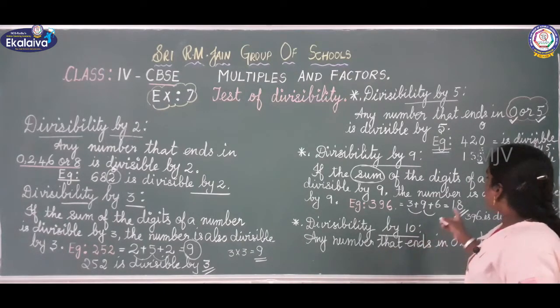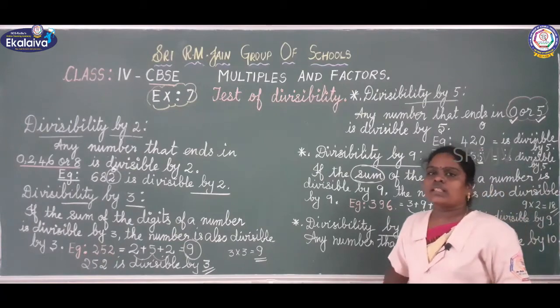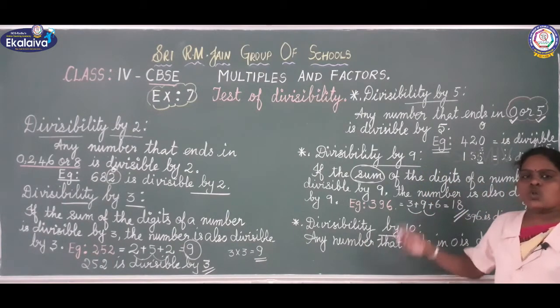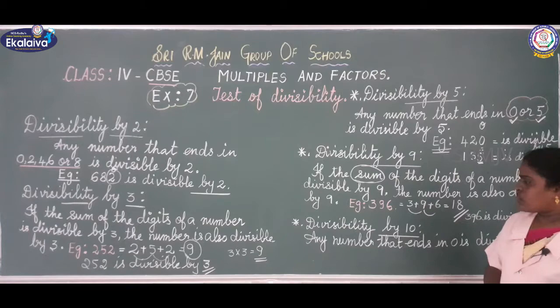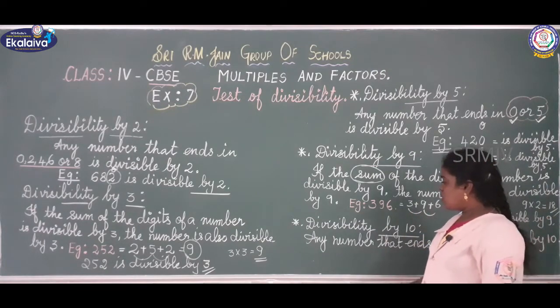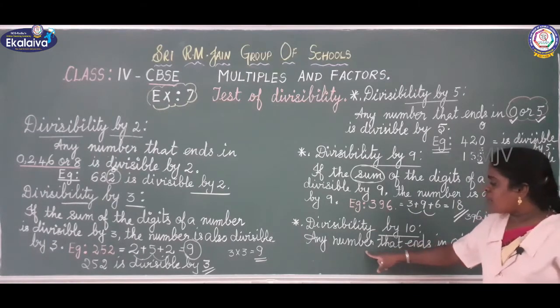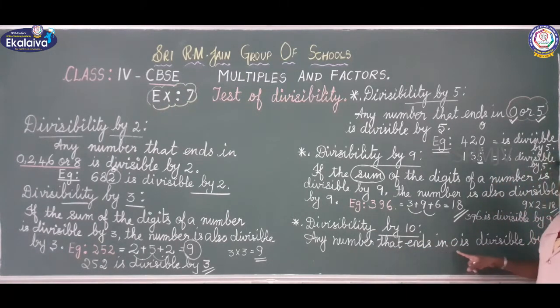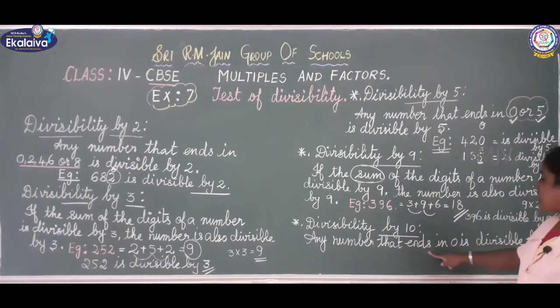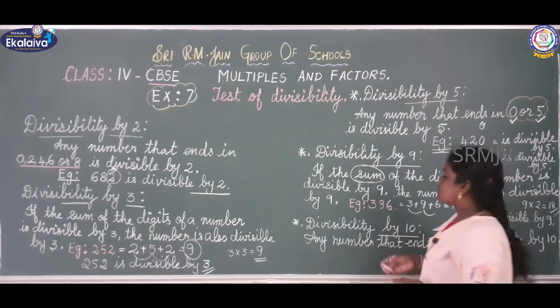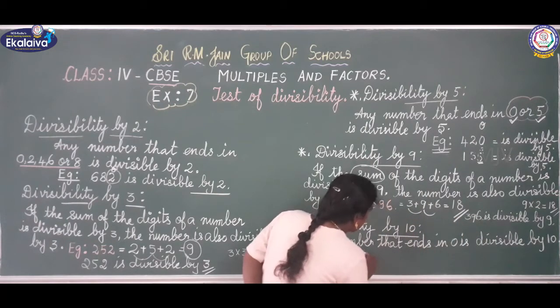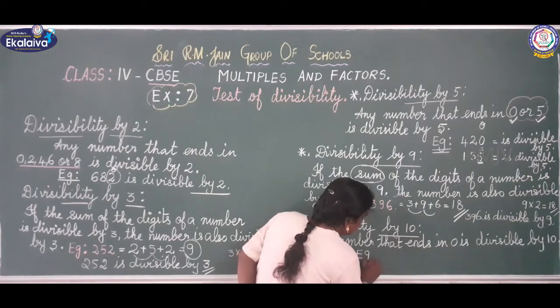Suppose the sum of the digits is not there in the 9 table, then it is not divisible by 9. Now we will move to the next rule. Divisibility by 10. Any number that ends in 0 is divisible by 10. In this rule, we have to check the ones place.